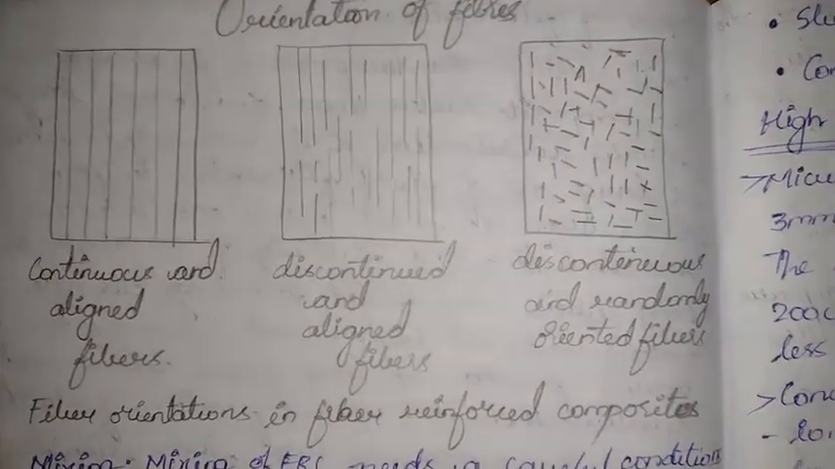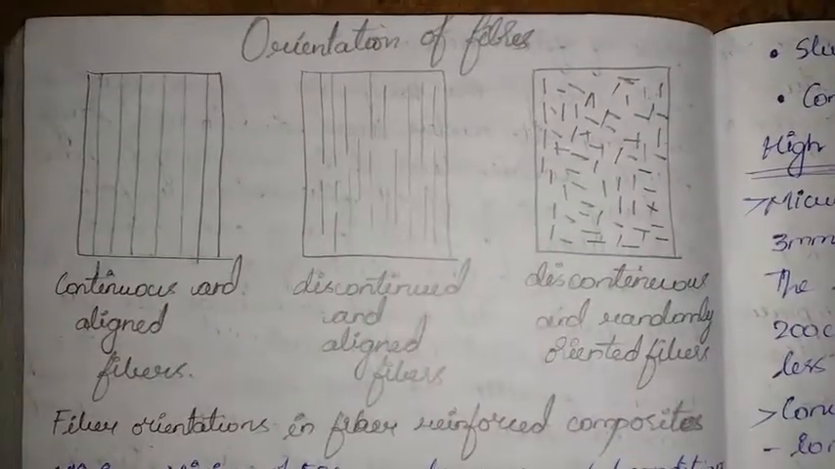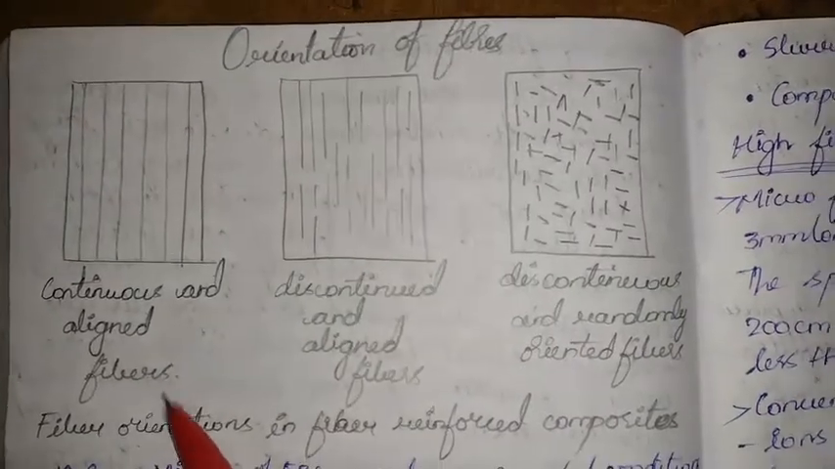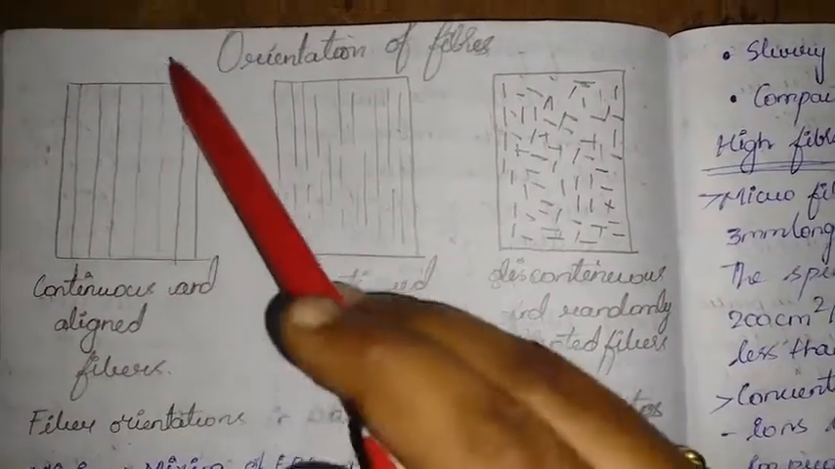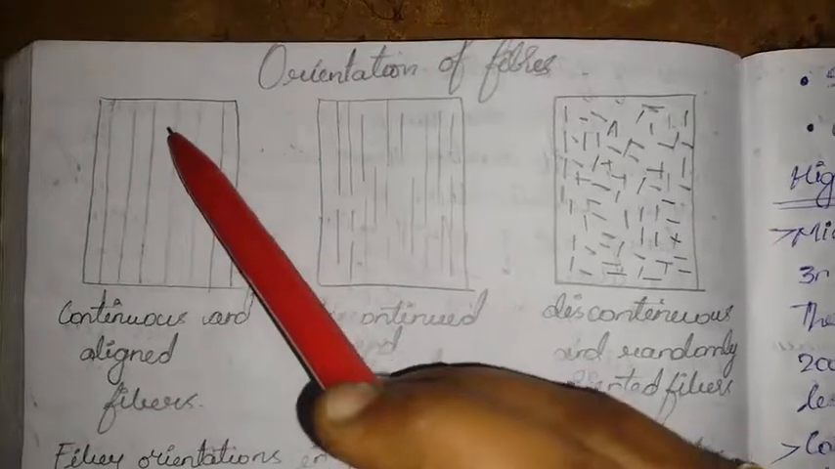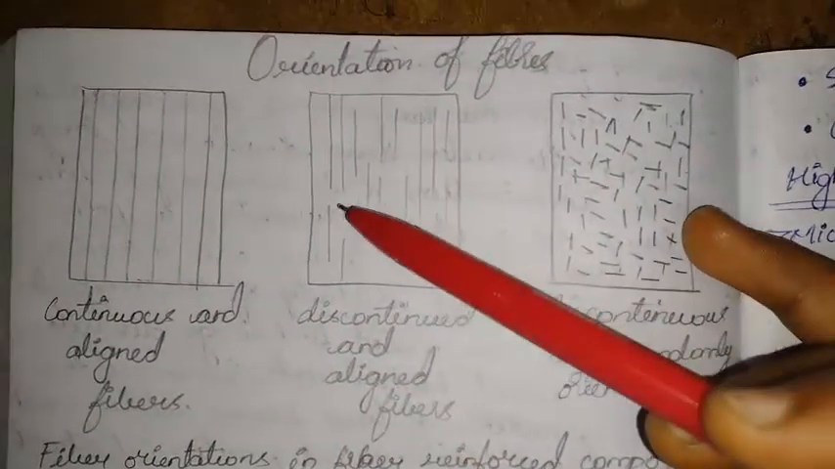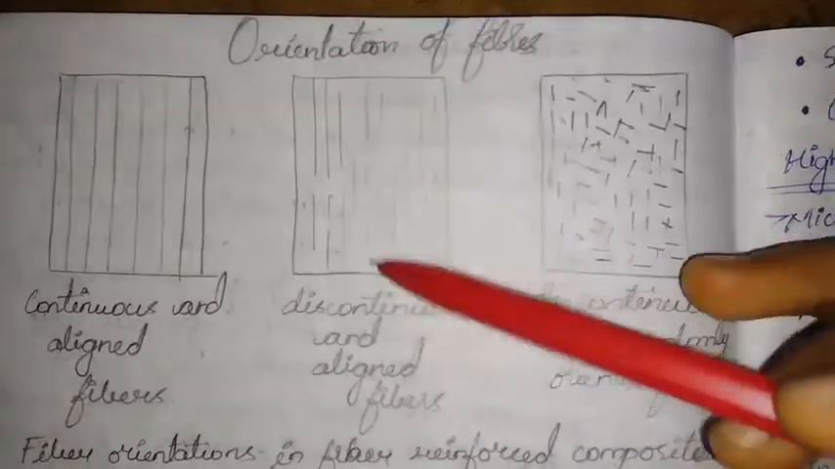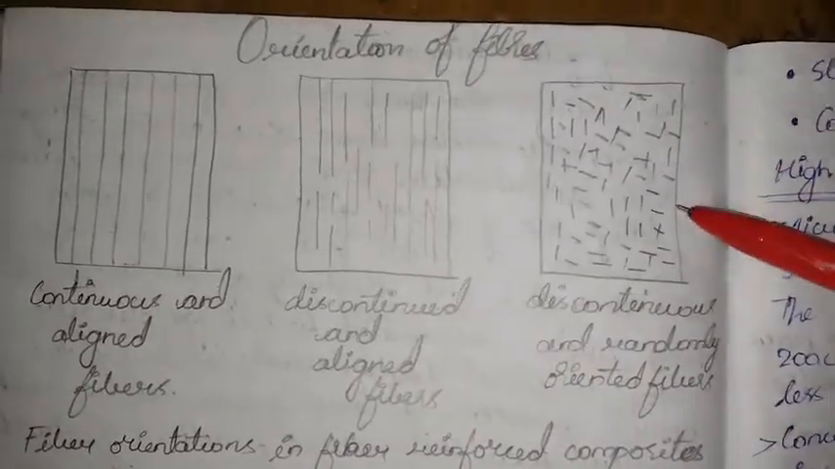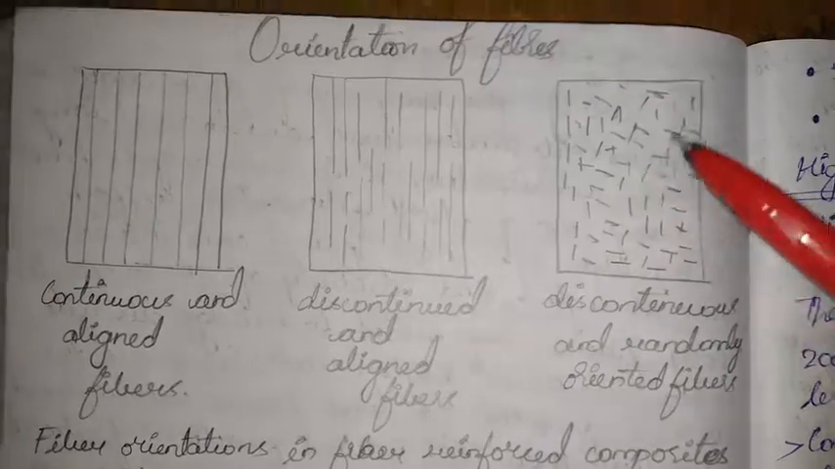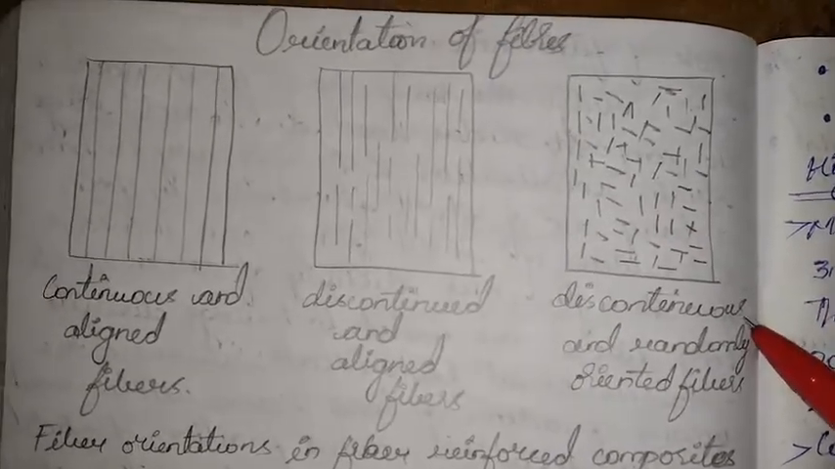Even in the orientation of fibers, we have these fiber orientations. See, continuous and aligned fibers. These are continuous, there is no breakage in between, and aligned. They are in one single direction. But coming to discontinuous and aligned fibers, these are discontinuous, but they are aligned in one particular direction. But here we can see they are discontinuous and also randomly oriented.